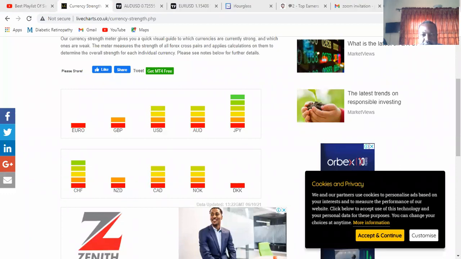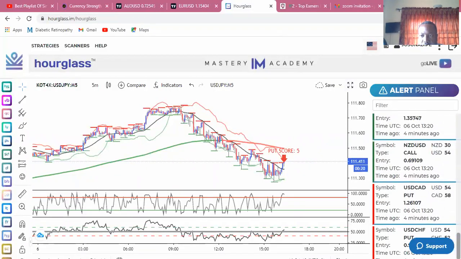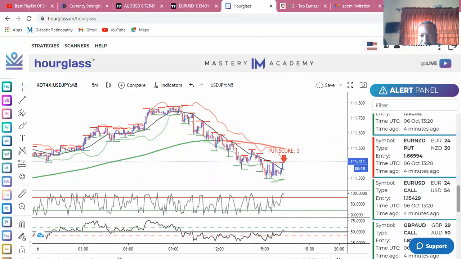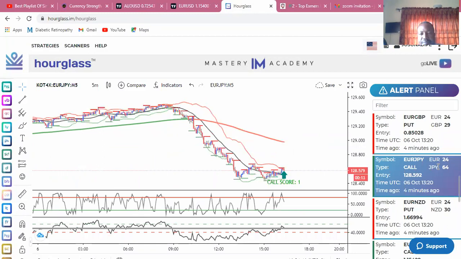The next thing you're going to look out for is, did the red arrow appear on the hourglass? So let's see on Euro JPY. Did the red arrow appear? You are looking for a red arrow pointing down. That's the second thing you're looking for.